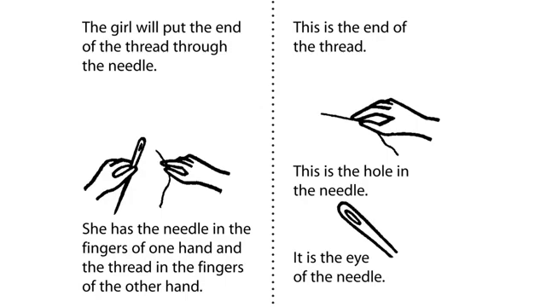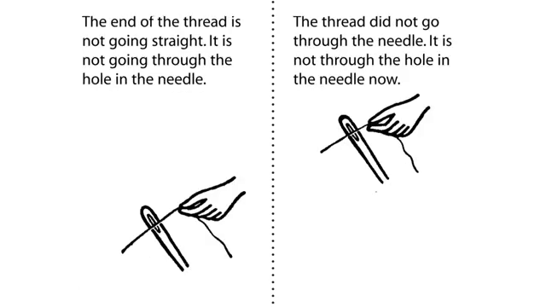This is the end of the thread. This is the hole in the needle. It is the eye of the needle. The end of the thread is not going straight. It is not going through the hole in the needle. The thread did not go through the needle. It is not through the hole in the needle now.